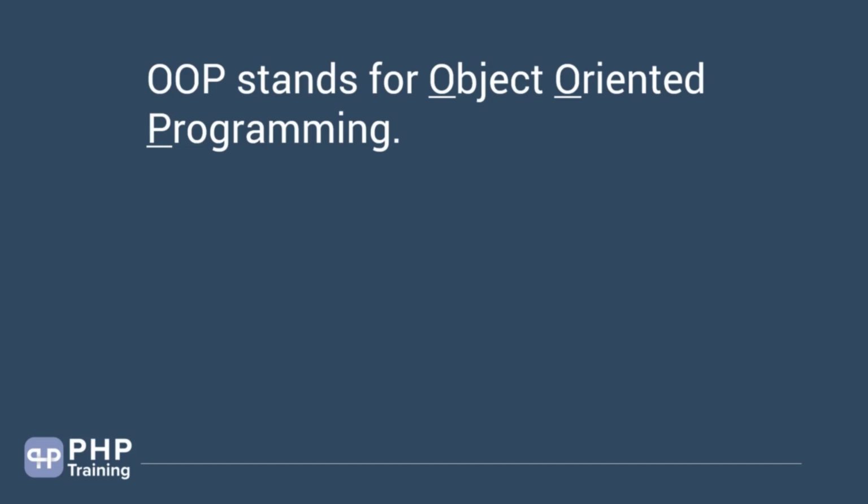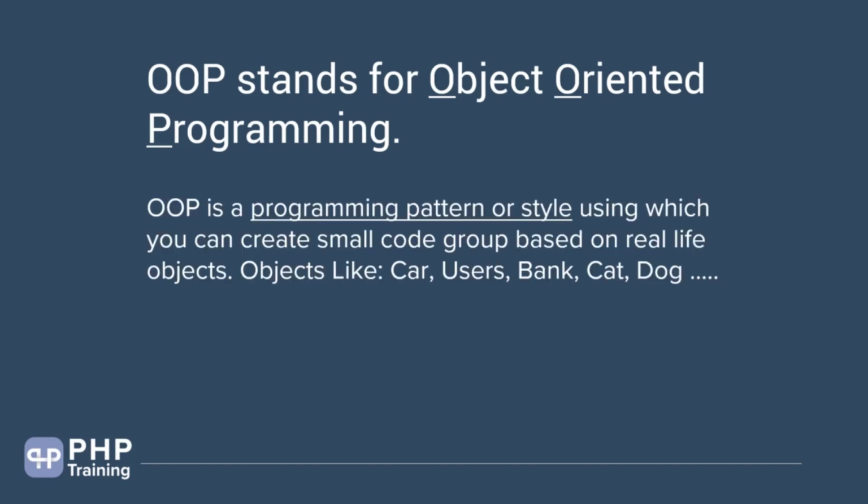So OOP stands for object-oriented programming. That is a full form, and please remember that. OOP is a programming pattern or a style. So remember this definition. If someone asks you what is OOP, instead of starting to explain, you can give this one-liner definition. OOP is a programming pattern or a style you can choose to follow, right?